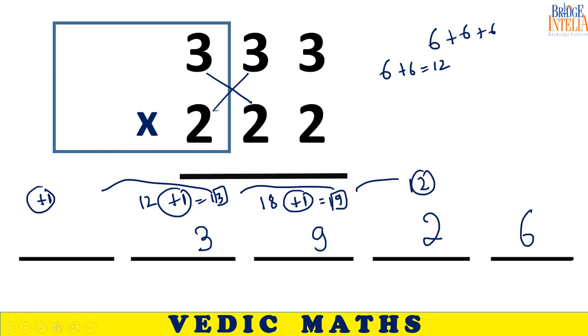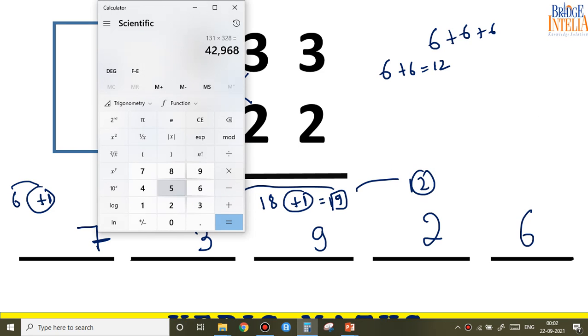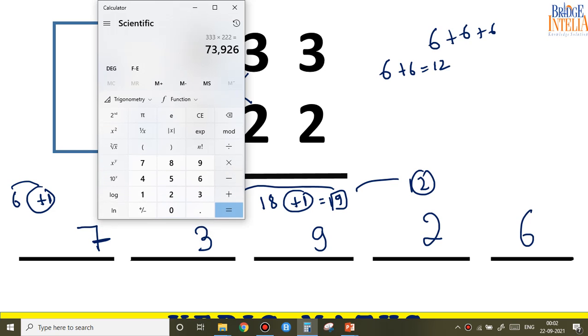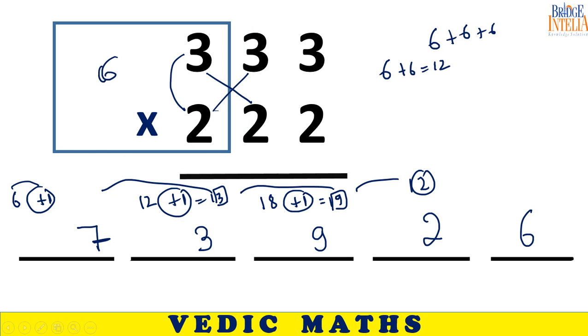Now let's move the box forward. If you move the box forward, only two numbers are there inside the box, 3 and 2. And their cross connection product is 6. So 1 is already carried forwarded. 6 plus 1 is 7. So the final answer is 73926. Let's verify. 333 into 222. Is it equal to 73926? So yes, this is actually equal to 73926. So the answer is verified.